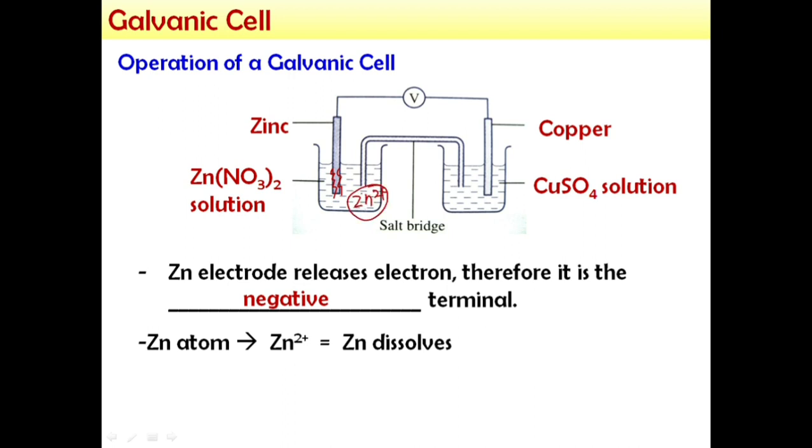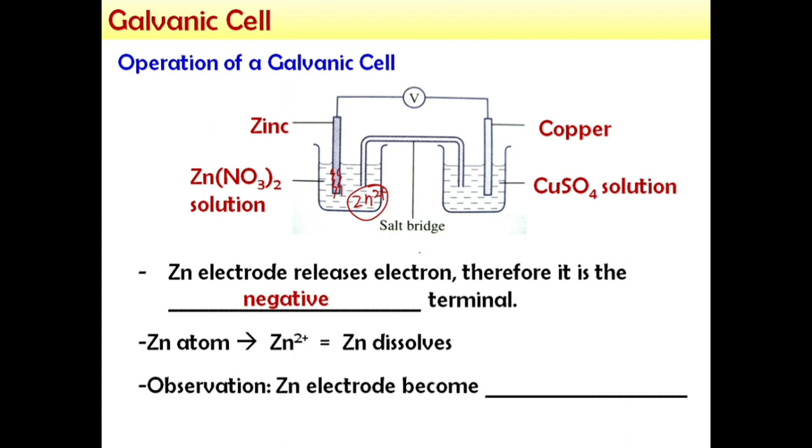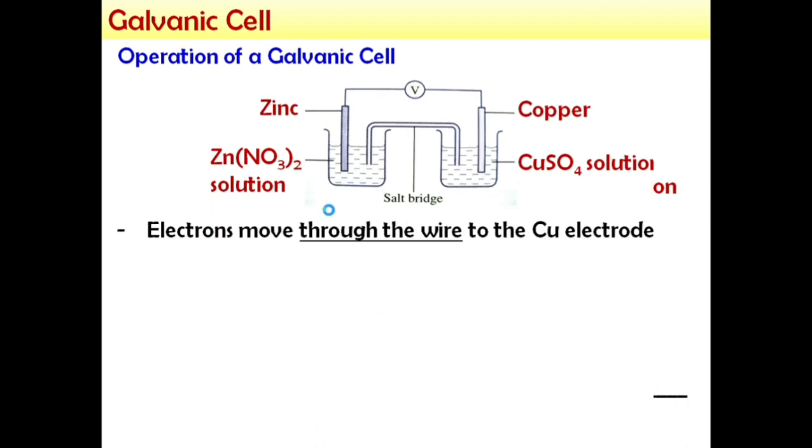Apa yang kita boleh observe at the zinc electrode? It will become thinner, makin nipis kerana keep dissolve produce zinc 2+ ion. Okay, jadi kita dah go through apa yang terjadi at zinc. Now let's look at the copper.